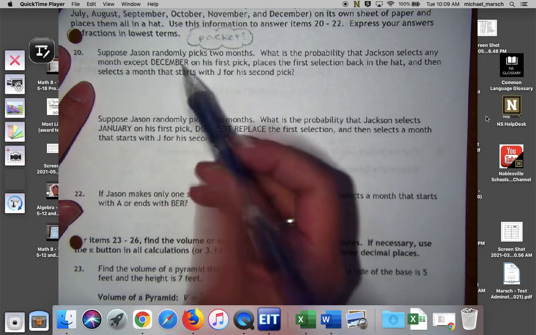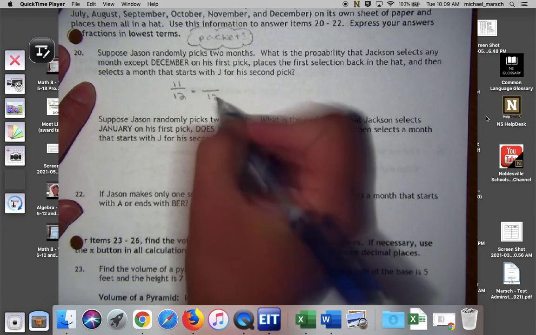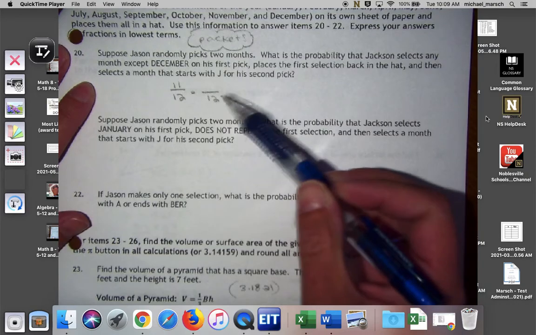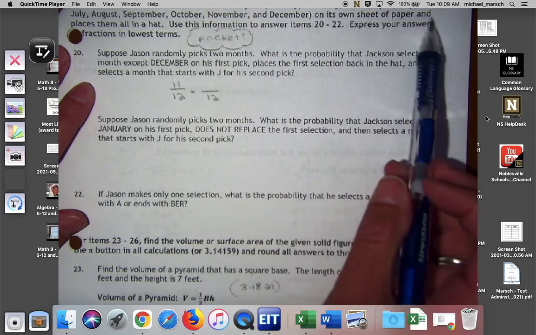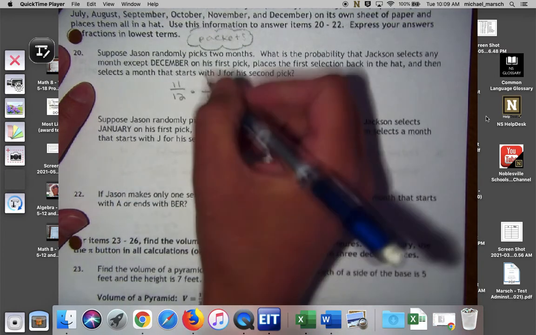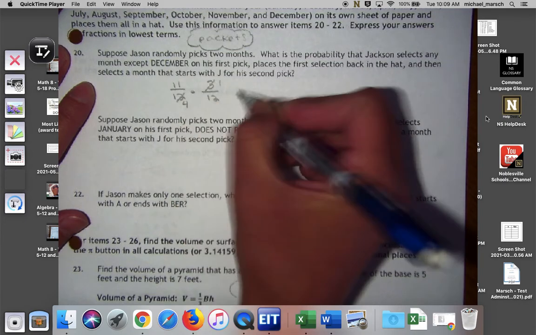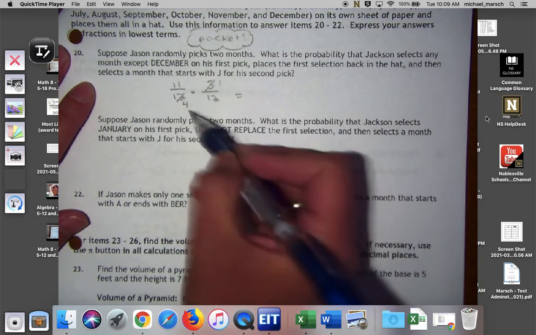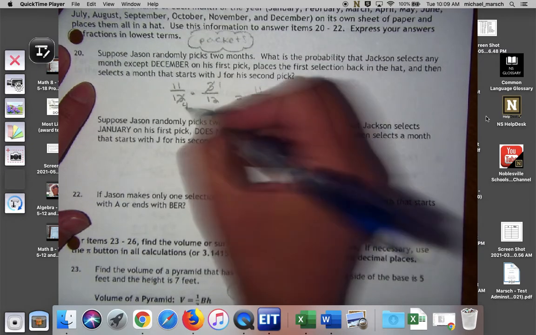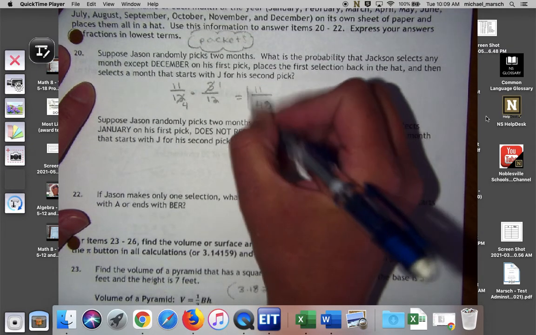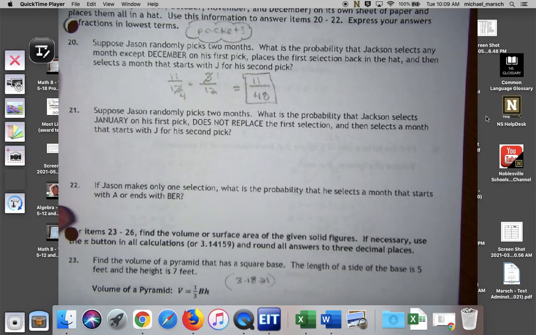So any month except December is going to be 11 out of 12 months. He puts it back in the hat, so we still have 12. And how many months start with a J? We've got January, June, and July. So I'm going to cross simplify here because 3 goes into 3 one time, 3 goes into 12 4 times. 11 times 1 is 11, 4 times 12 is 48. That's the probability that he would get that selection, 11 out of 48.